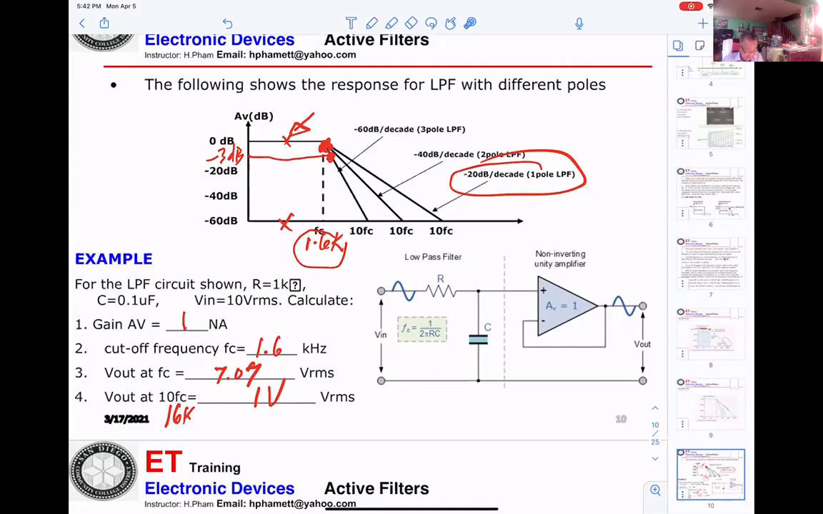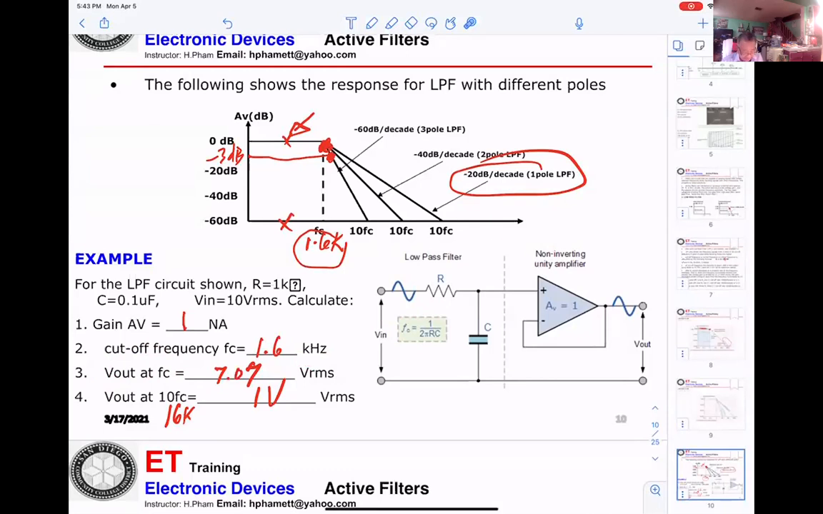So number one, the gain of the op-amp will be 1, because the thing is a follower. For the cutoff frequency, we substitute the values of R and C into the formula here and we get 1.6 kilohertz. They also want to know what the Vout is at 1.6 kilohertz. At the cutoff frequency, the output goes down 3 dB.